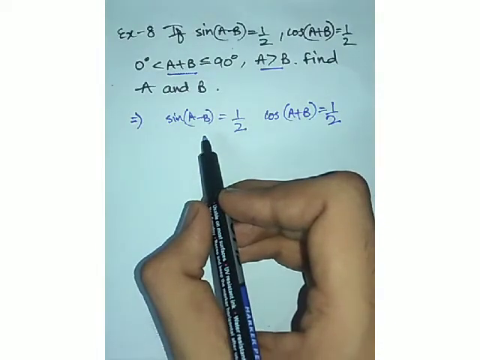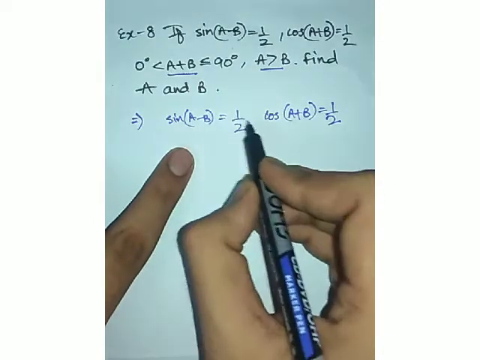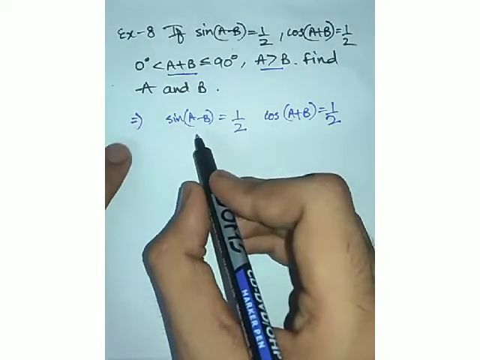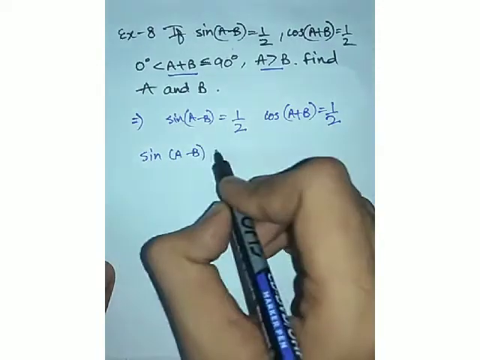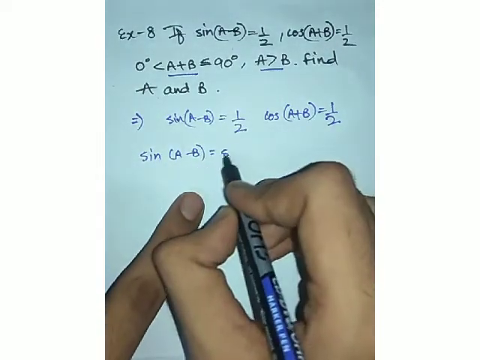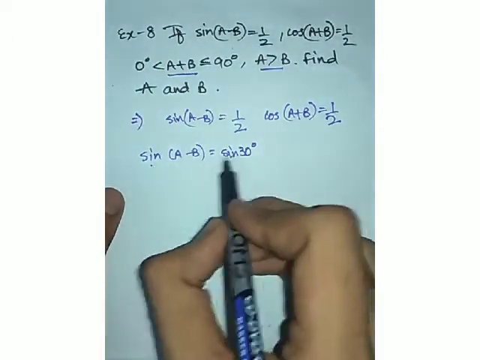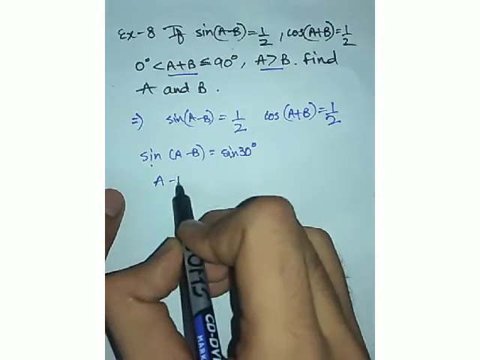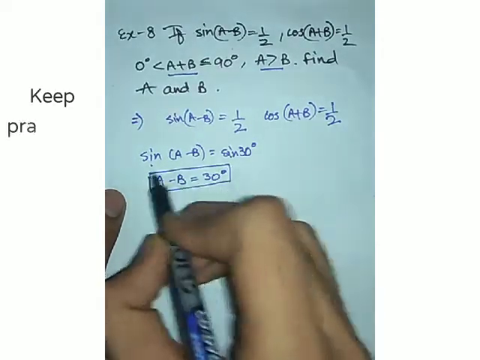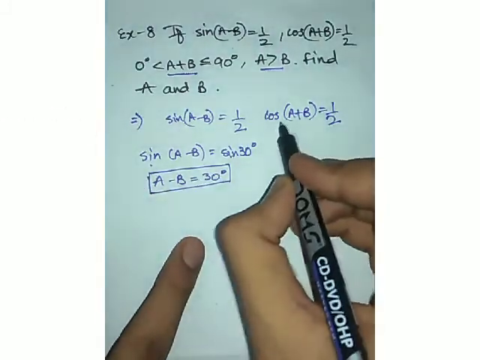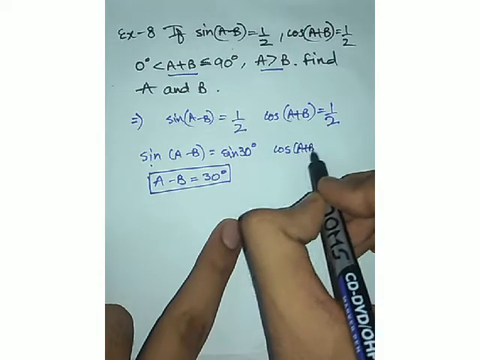Just the same step that we did in the previous example: write 1 by 2 in terms of sine. So sine of (A minus B) is equal to, now what is 1 by 2? That is sine 30 degrees. Now the trigonometric ratios are the same, so you can equate the angles. So A minus B is equal to 30 degrees. This is one equation that you have got. Now do the same thing with the other equation: write 1 by 2 in terms of cos.